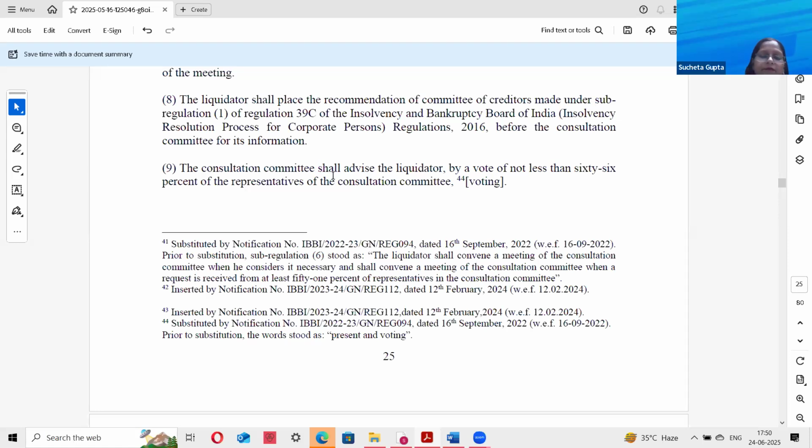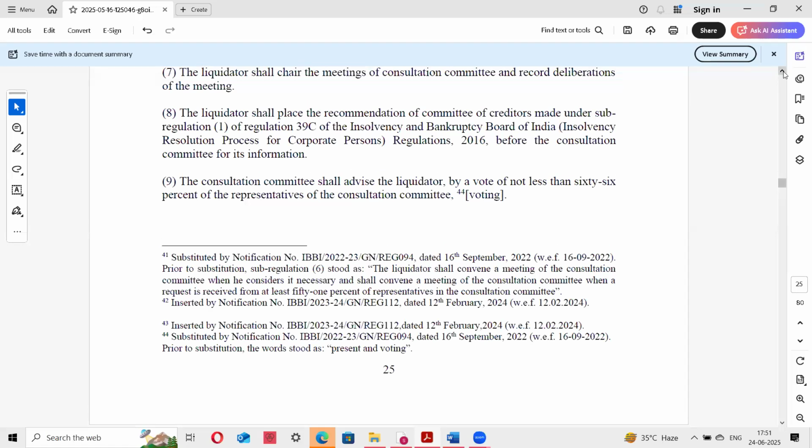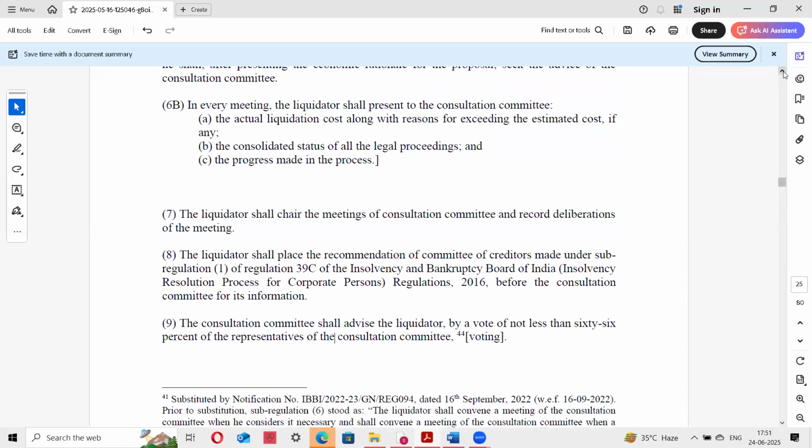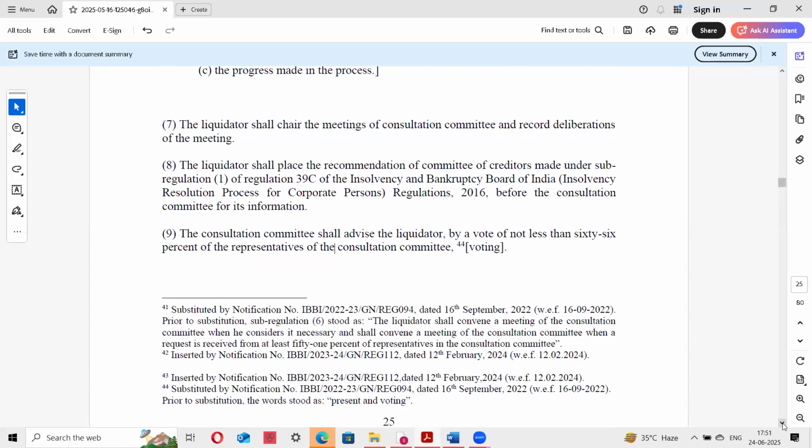See, ma'am, in CIRP also there is 66%, 90%. What do you say, that all decisions are by present and voting? In CIRP, are all decisions by present and voting? Yes, sir, some are, not all. But can you allow the withdrawal with present and voting? No, you use 90% is required.